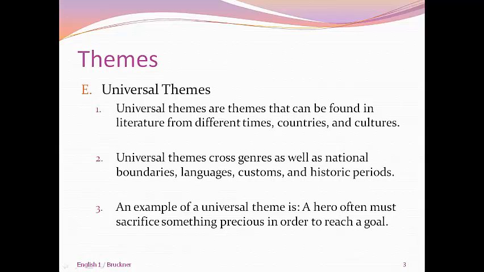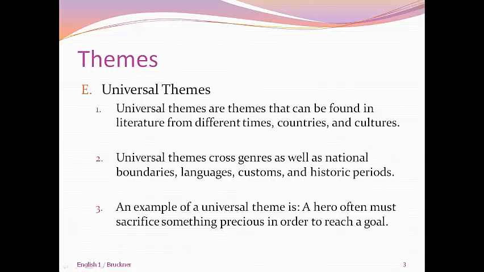An example of a universal theme could be a hero often must sacrifice something precious in order to reach a goal. A universal theme might relate to the love that a father has for his children. So universal themes could apply to somebody from 1,000 years ago on the other side of the world as much as they would to people in England 200 years ago or us in the United States here today.